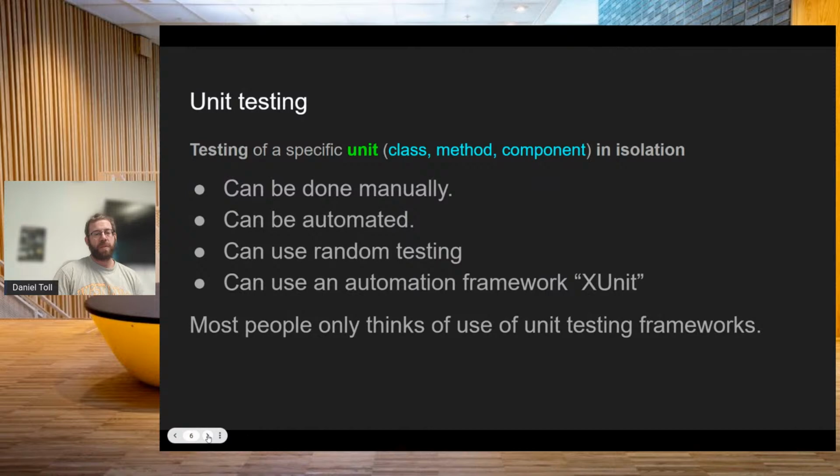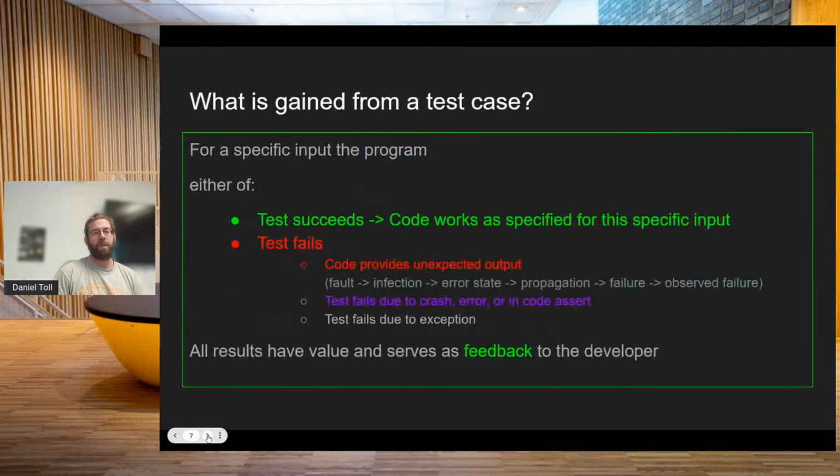Okay, so that was unit testing and 4 different ways of working with this. Now we've done that. What did we gain? We gained successes, and we gain failures, and we get exceptions and crashes and stuff like that. Every different output from a test case is useful. The least useful thing, often, but not always, is that a test succeeds, because then we know that for this particular specific input, the code worked as intended, right? So the expected was the same as the actual.